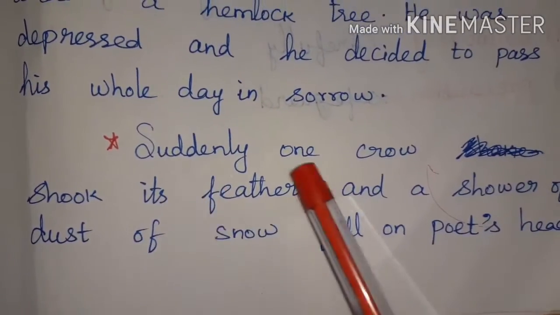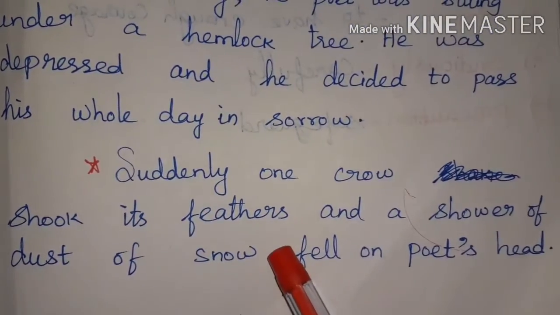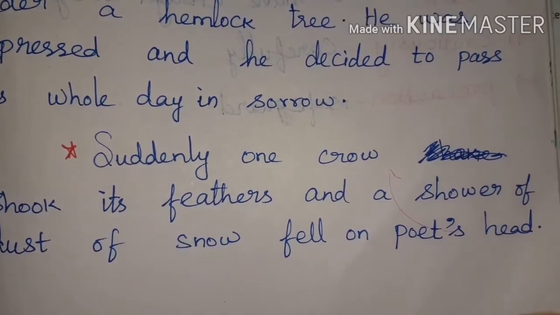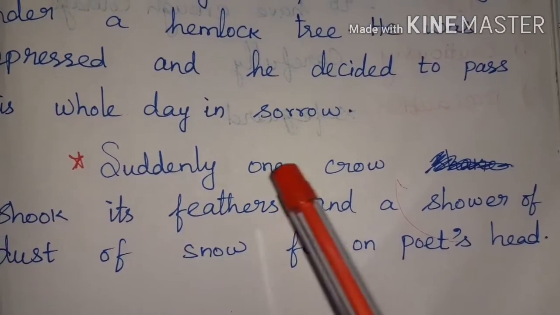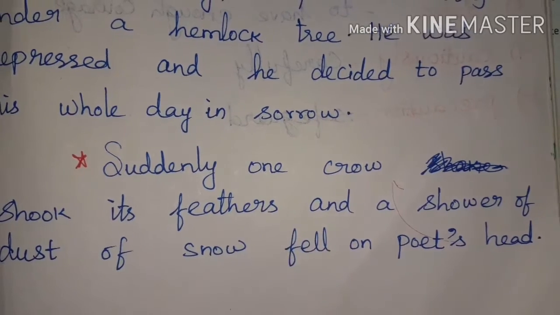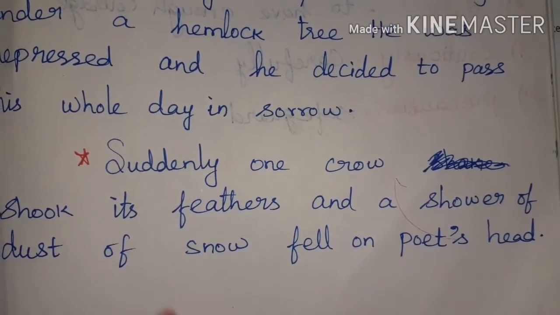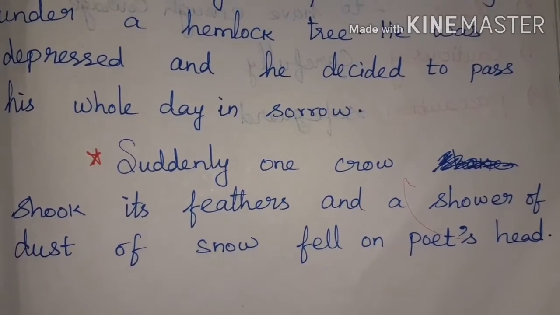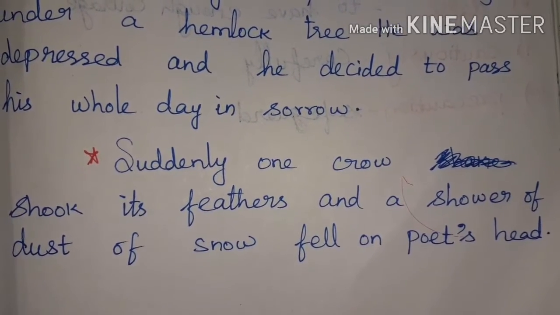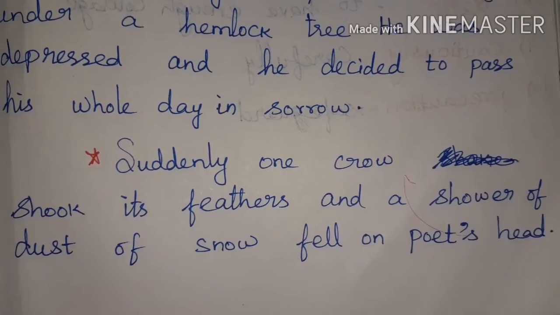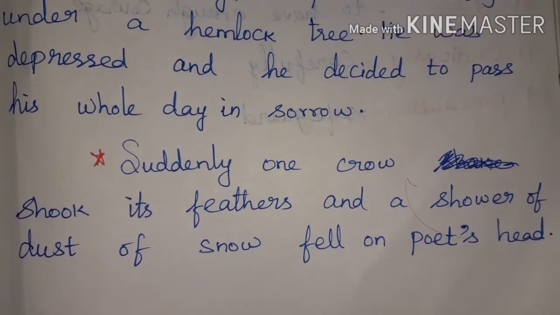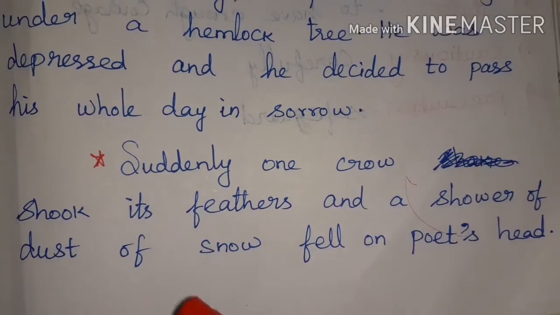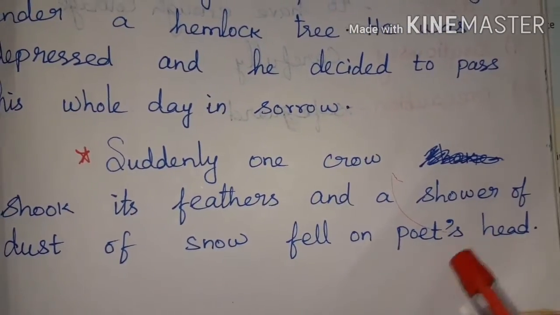Next point. Suddenly one crow shook its feathers and a shower of dust of snow fell on the poet's head. So then what happened? Suddenly one crow shook its feathers. Actually a crow was sitting on the coniferous tree, that is the hemlock tree. It's snow falling time, it's winter time, so the snow falls on the crow. At that time, what will the crow do? The crow just shakes its feathers. So that snow falls on the poet's head.